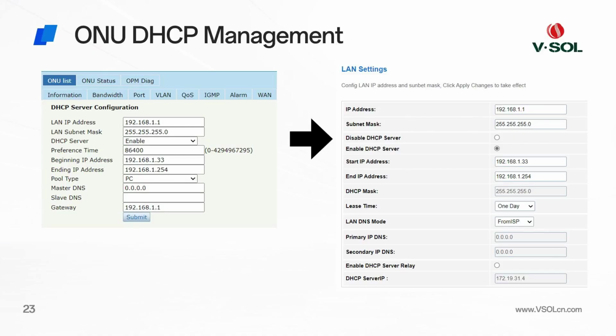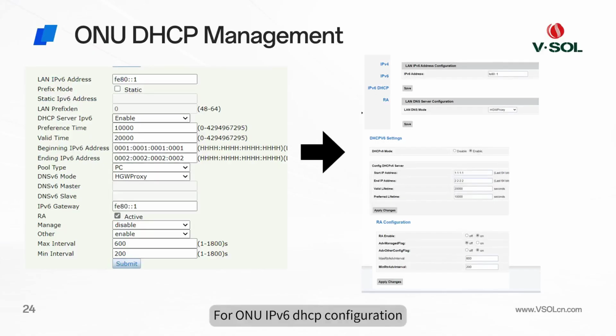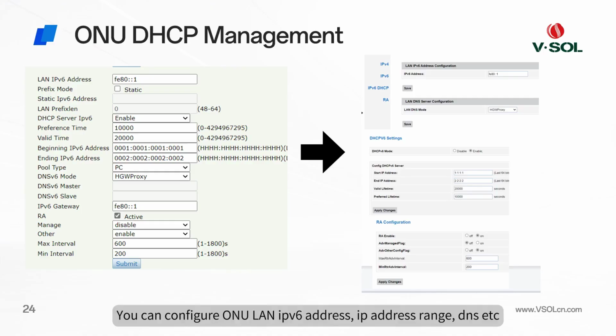For the ONU IPv6 DHCP configuration, you can configure the ONU LAN IPv6 address, IP address range, DNS etc. And you can set the raw flag to control which way the computer uses to get an IPv6 address. All configuration is the same as when you configure it at the ONU Web.